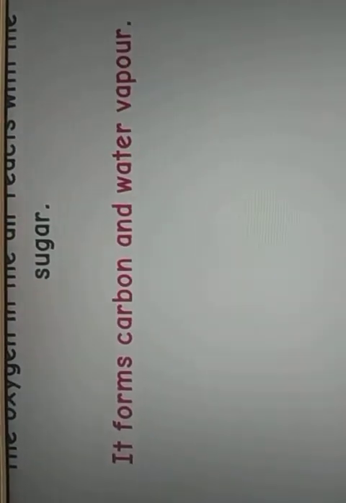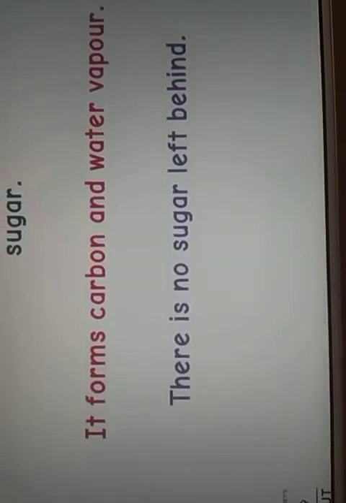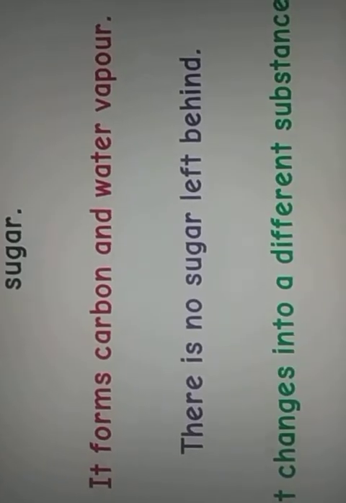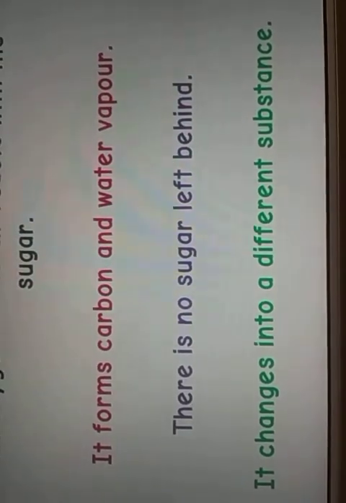What happens when you burn a sugar cube? Fire and air react with the sugar. It forms carbon and water vapor. There is no sugar left behind. It changes into a different substance. So, burning of a sugar cube is a chemical change.